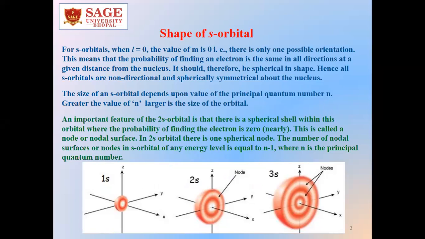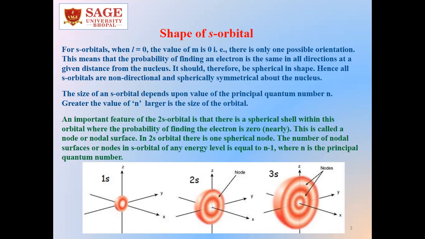So for s orbital, when l equals 0, the value of m is 0. That is, there is only one possible orientation, which means that the probability of finding the electron in all directions will be the same at a given distance from the nucleus. So therefore, it is obvious that the shape should be spherical. Hence, all s orbitals are non-directional and spherically symmetrical about the nucleus.